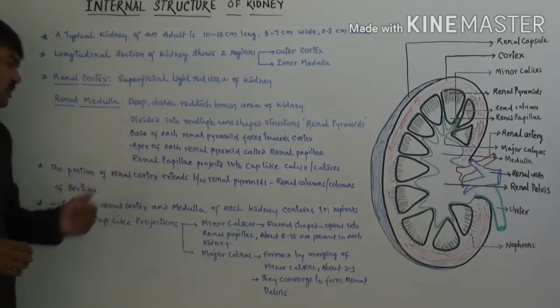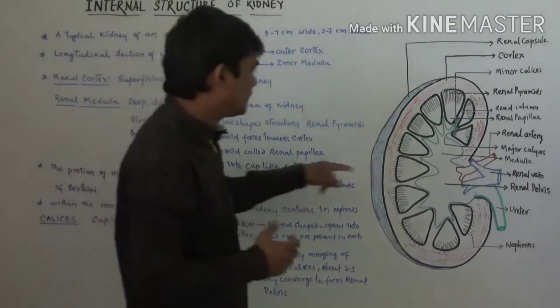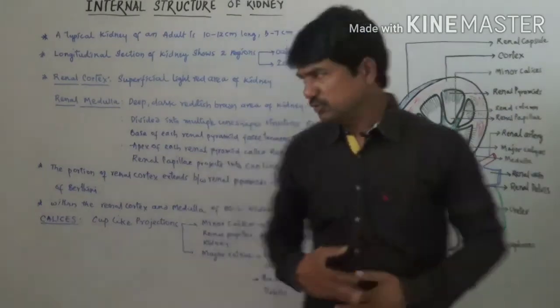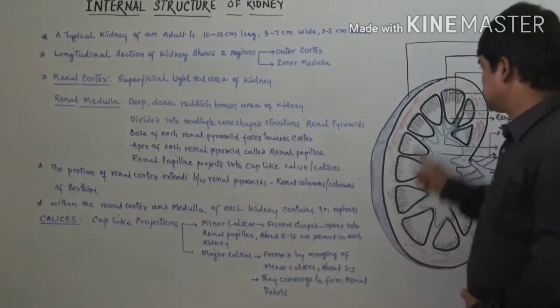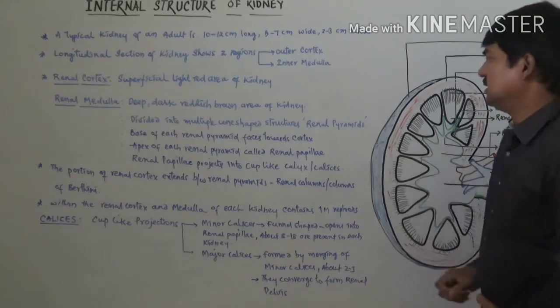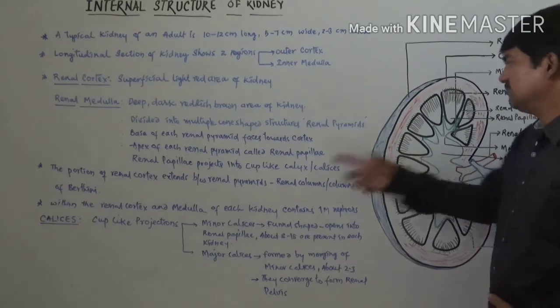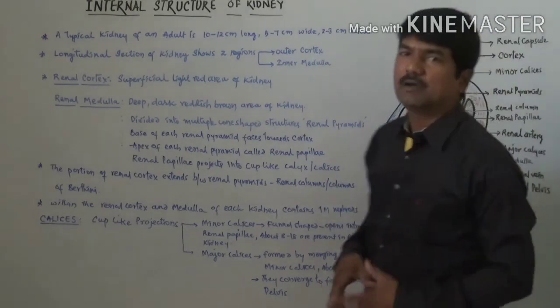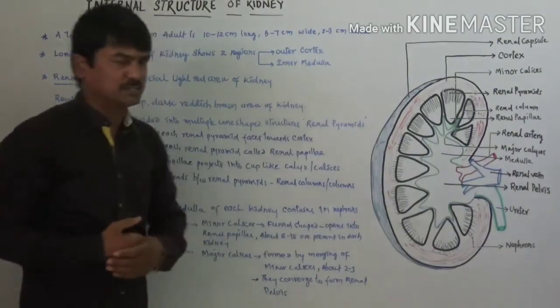Next, the portion of the renal cortex that extends between the renal pyramids is called the renal columns or columns of Bertini. Here, this is the renal pyramid, and there we can identify the renal columns or columns of Bertini. So these structures are identified in the internal structure of the kidney.